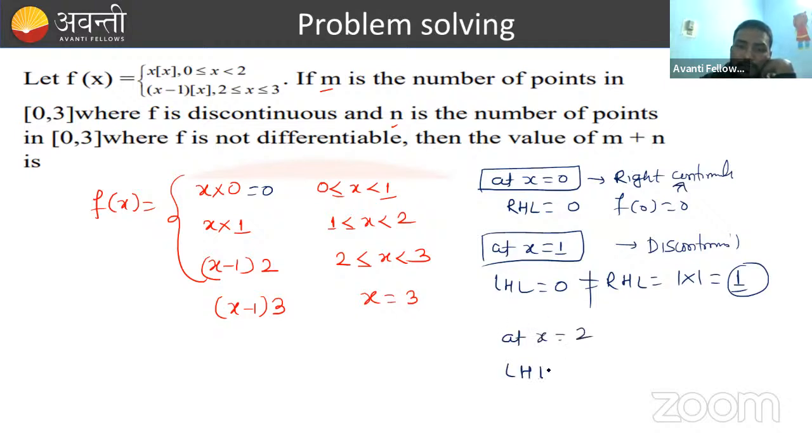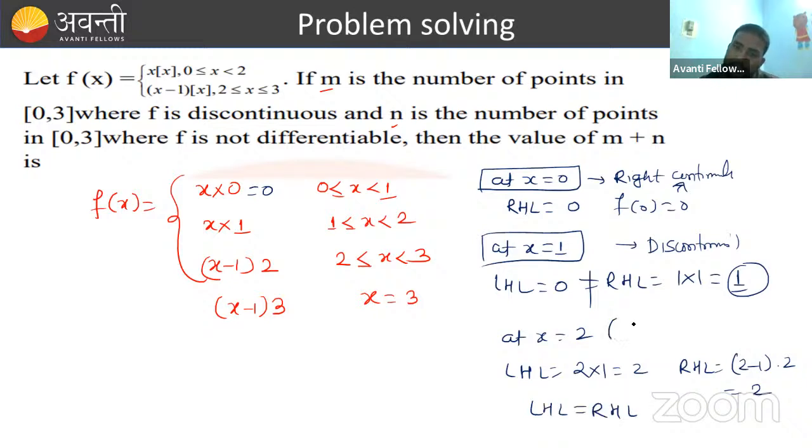What is LHL at x equals 2? 2 minus, it is 2 plus 1, that is 2. And what is RHL? 2 plus, it is 2 minus 1 into 2, that is again 2. So again LHL is equal to RHL, so it is continuous. Now we will check at x equals 3.